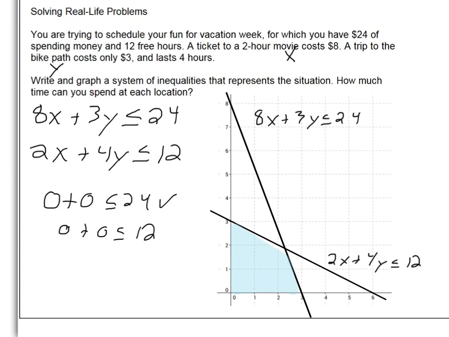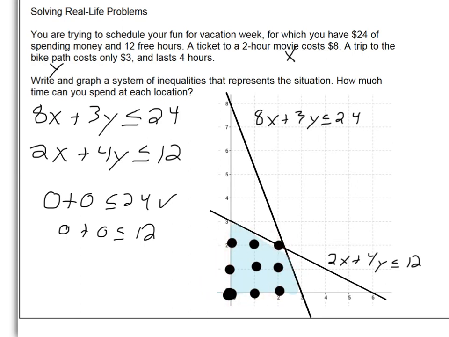I also really only have a handful of actual opportunities. I'm not going to go to 1.5 movies, so I really have everything that's at these locations here, right on the grid, as true options for what I could do. I could go to, say, 1 movie and 2 trips to the bike path. I would be able to have enough money and time to do that. These are really my 9 legitimate options.